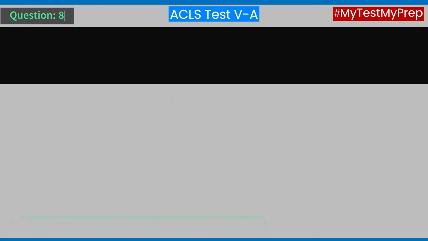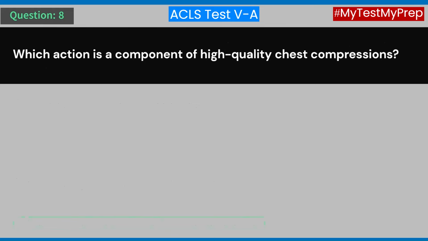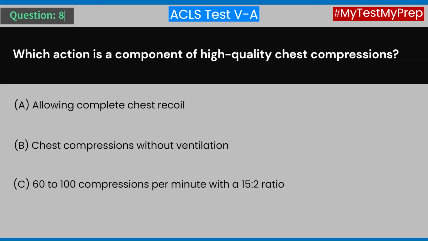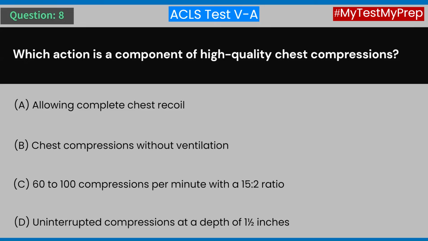Question 8. Which action is a component of high-quality chest compressions? A. Allowing complete chest recoil. B. Chest compressions without ventilation. C. 60 to 100 compressions per minute with a 15:2 ratio. D. Uninterrupted compressions at a depth of 1.5 inches. Answer: A. Allowing complete chest recoil.